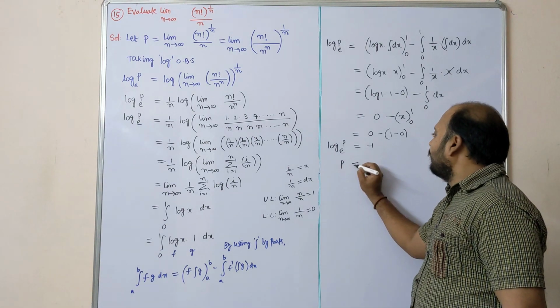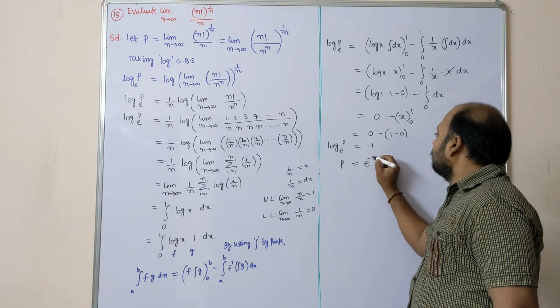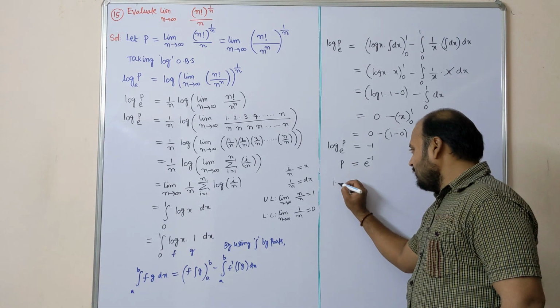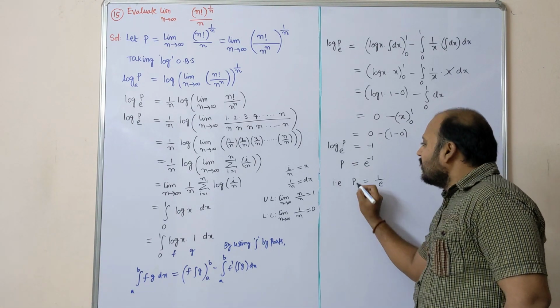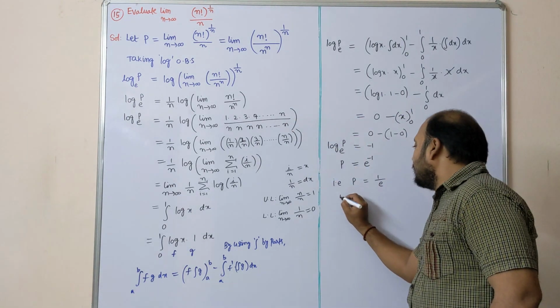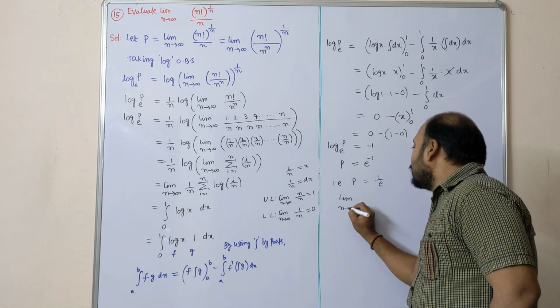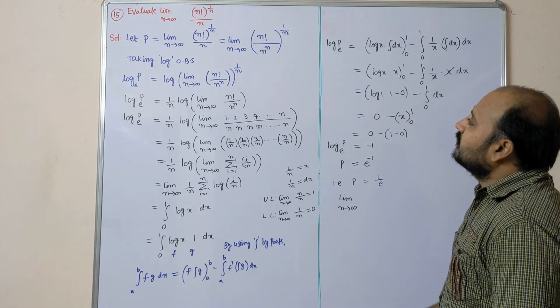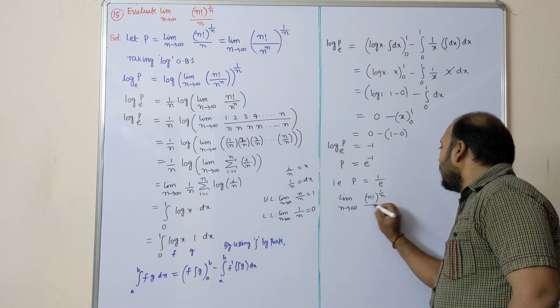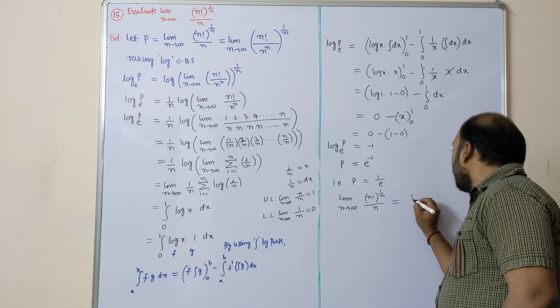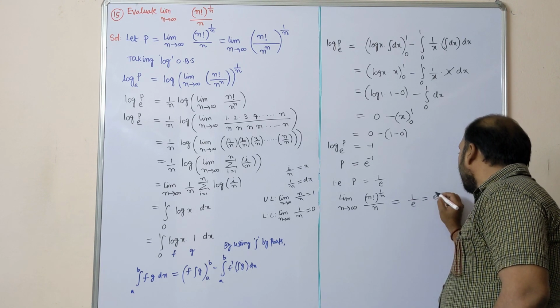P equal to e power minus 1. That is p equal to e power minus 1 means what? 1 by e. Therefore p means what? Limit n tends to infinity, n factorial whole power 1 by n divided by n is equal to 1 by e, that is equal to e power minus 1.